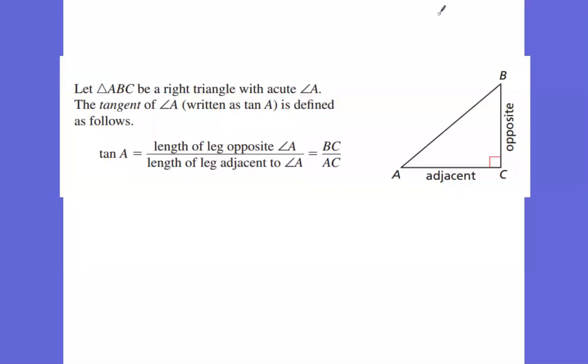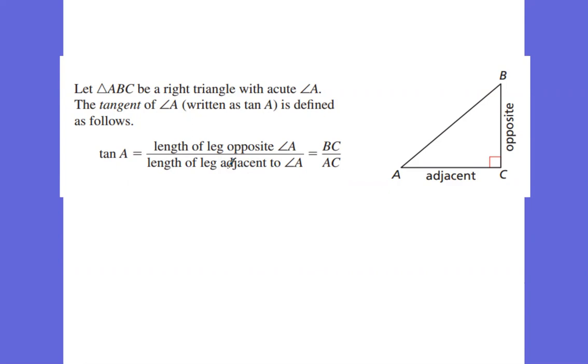In this video, we are going to introduce the idea of finding the tangent of an angle. Let triangle ABC be a right triangle with acute angle A. The tangent of angle A, written as tan A, is defined as follows. The tangent of angle A is equal to the length of the leg that is opposite angle A. So here's angle A, this would be your opposite, all over the length of the leg that is adjacent to angle A. So we have opposite over adjacent.